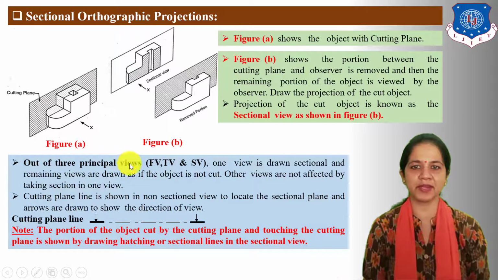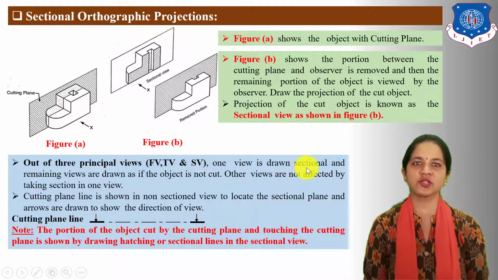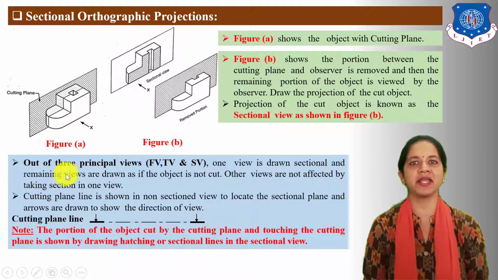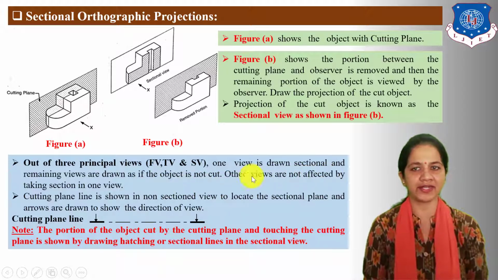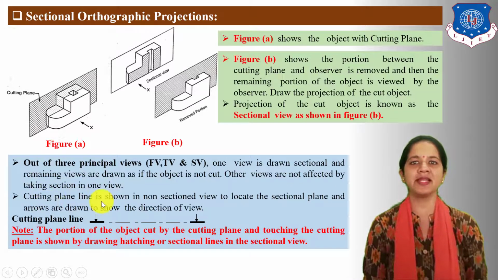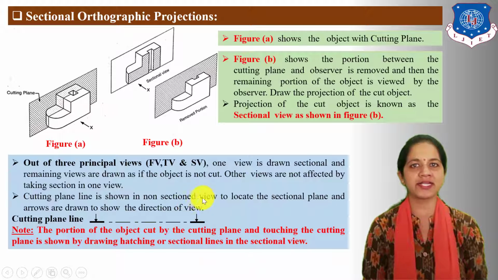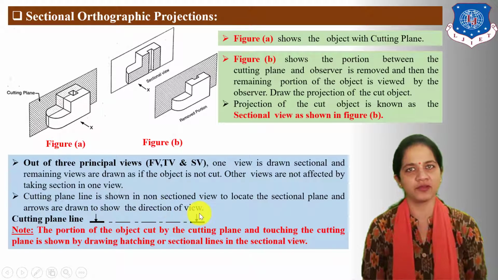Out of three principal views, front view, top view and side view, one view is drawn sectional and the remaining views are drawn as if the object is not cut. Other views are not affected by taking a section in one view. The cutting plane line is shown in the non-sectional view. To locate the section plane, arrows are drawn to show the direction of view.